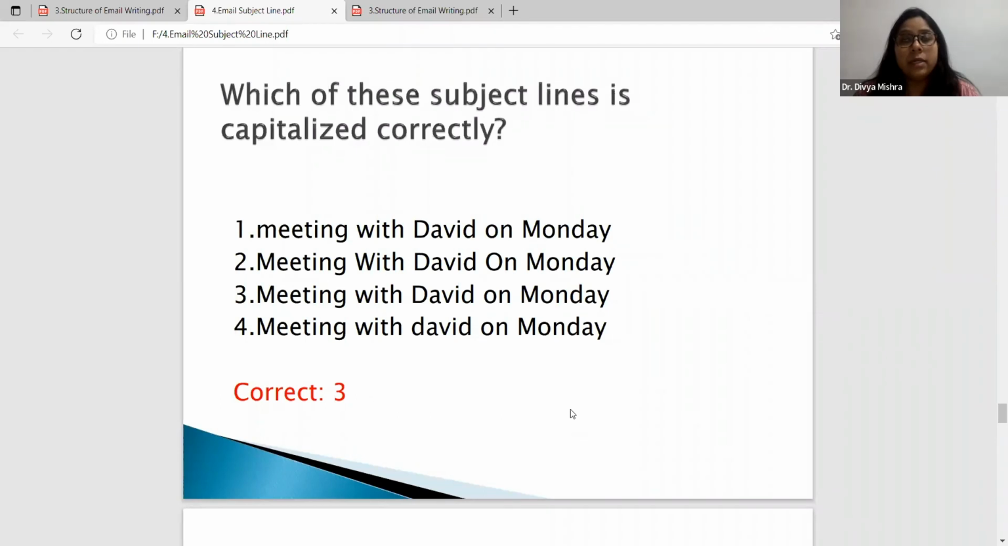Never ever write all words in capital. It seems you are shouting. So only important words, one character of that important word should be in capital. Never write everything in bold letters. It gives you a kind of impression as if you are shouting.